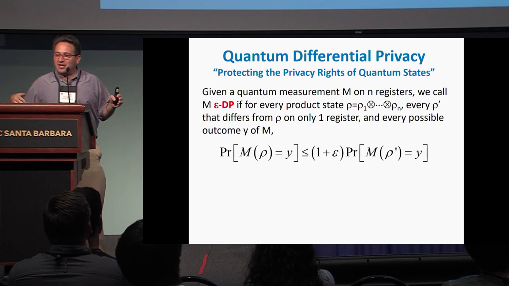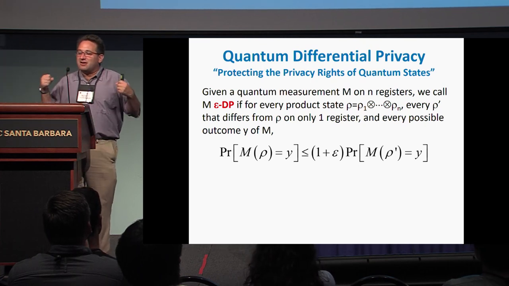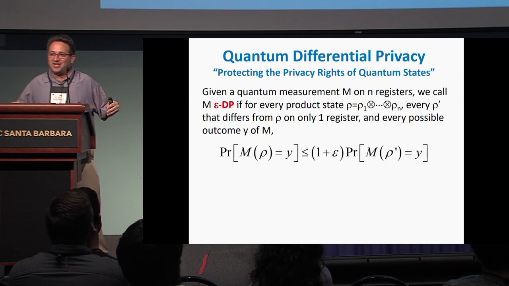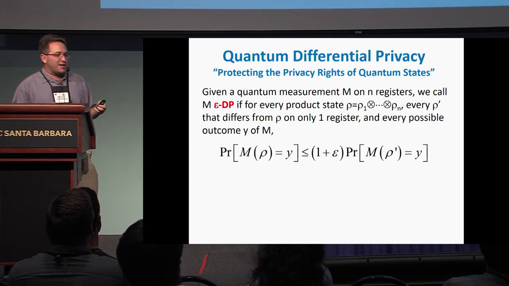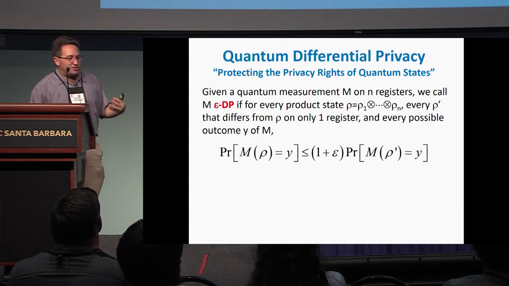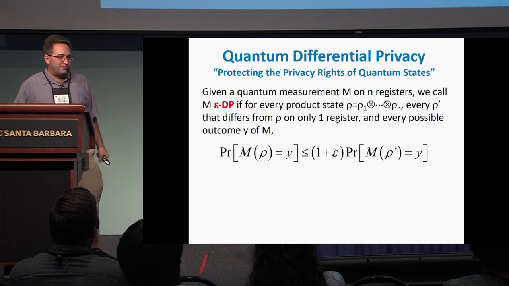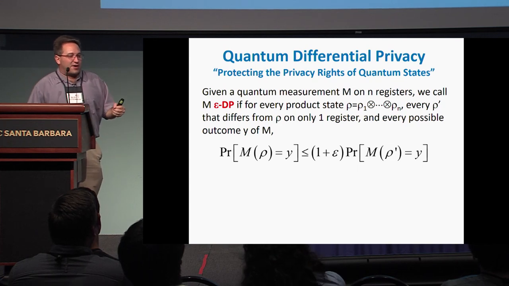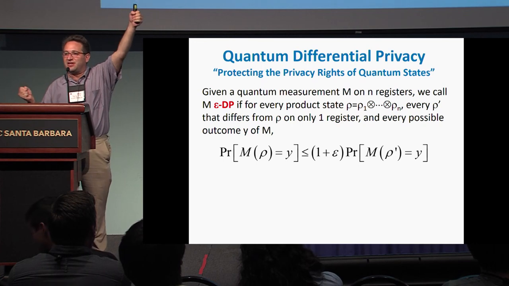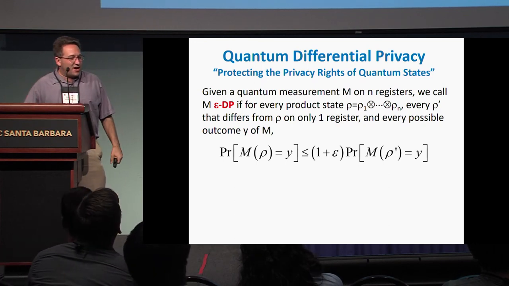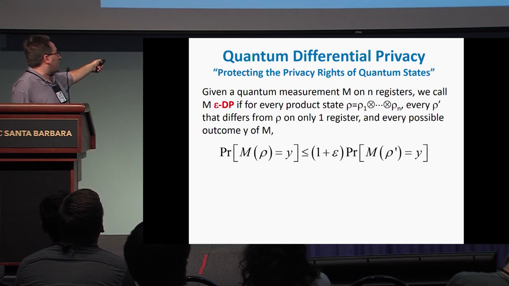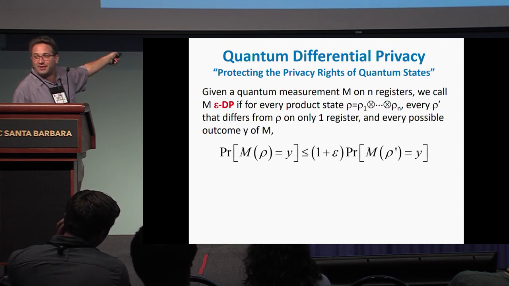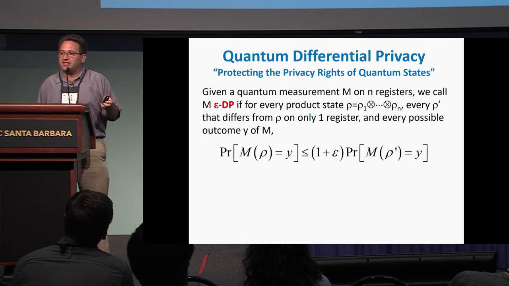All right, now let's talk about a completely unrelated topic, differential privacy. Let's say we want to protect the privacy rights of quantum states. How can we generalize the definition that Cynthia showed us this morning to the quantum case? Given a measurement M that acts on N registers, let's call it epsilon differentially private if for every product state rho on my N registers, and for every rho prime that differs from rho in only a single location, a single quantum state dropped out of the data set, the probability that my measurement returns y on rho is at most 1 plus epsilon times the probability that my measurement returns y on rho prime. This is just a natural quantum generalization of DP.